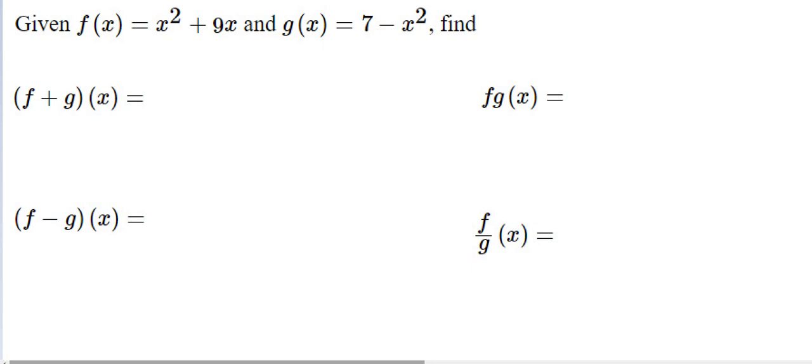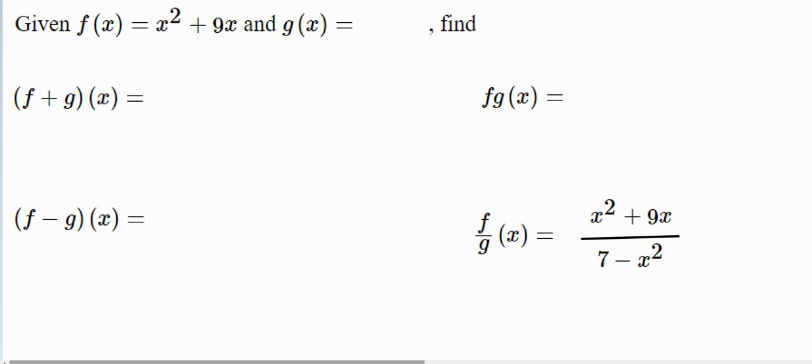So we're going to take a look at these questions here. They may seem a little intimidating by the notation, but let's start with actually the easiest ones, which is going to be f divided by g in the bottom right. So we're going to just take the equation for f, which is x squared plus 9x, and we're going to divide that by 7 minus x squared. And note that it won't tell you to simplify or do anything kind of fancy, so you don't have to. So that can be our answer, just like that.